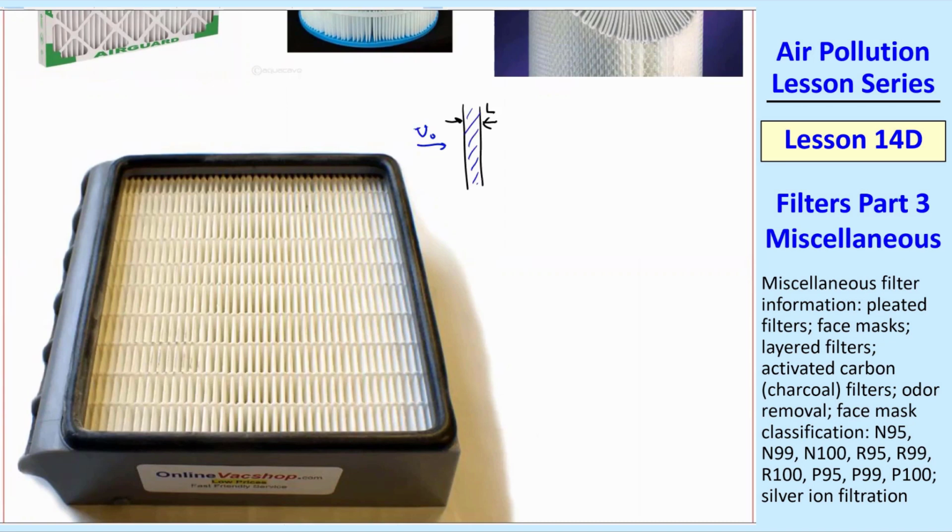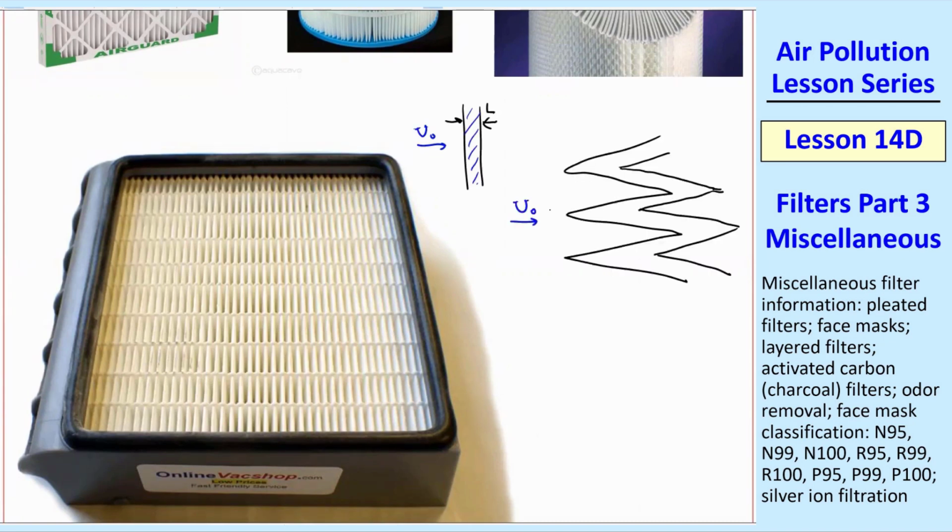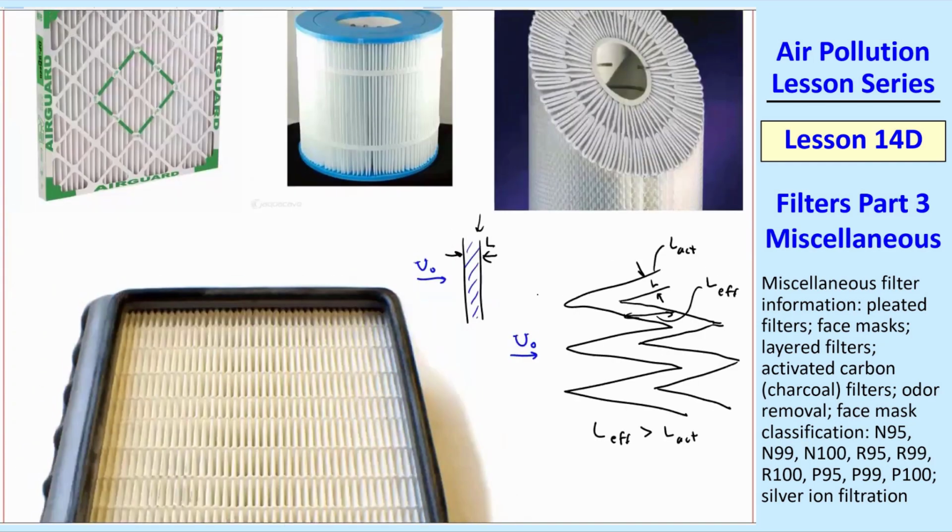Now suppose we take that same filter and we pleat it. Sorry that this isn't a very good sketch, but what I'm trying to do is show that we have the same L as we have in this case, but now there's an effective L that's much bigger. We can call this L actual and this L effective. So you get effectually a longer filter or a thicker filter when you pleat it.